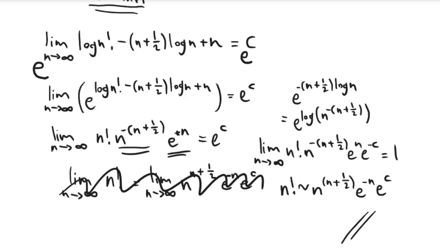So that's it. So the only thing that's left to show is that this e to the c is equal to the square root of 2 pi. And we will do that in the next video.